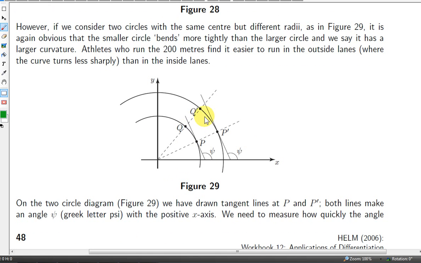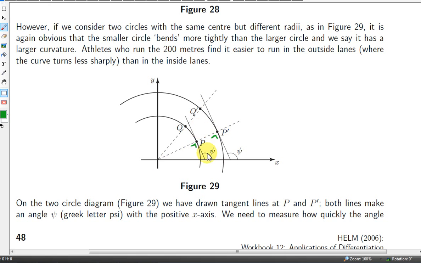Now let's look at the tangent line to the inner circle at P. It's a fact that a tangent to a circle is perpendicular to the radius line from the center of the circle to the point of contact of the tangent. At P prime we have a tangent line, and again that's perpendicular to the radius line from the center of that circle to the point of contact, which is P prime. So both of these tangent lines are perpendicular to this radius line, which means that these tangent lines are parallel to each other.